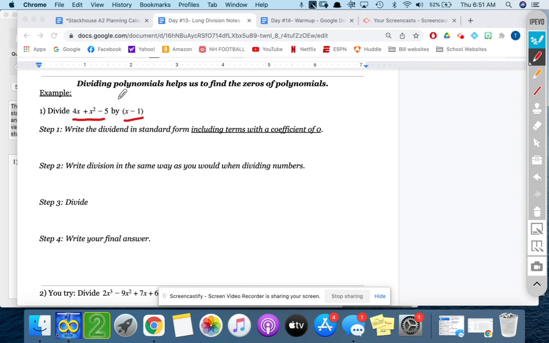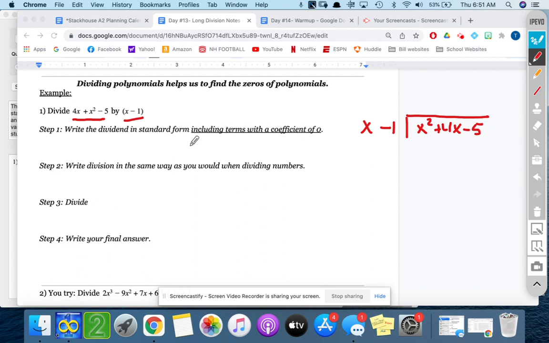Okay, and so the first thing we have to check for is whether our polynomial, our dividend, is written in standard form, and in this case it's not. So we're going to have to make sure x squared plus 4x minus 5, that the exponents go highest to lowest. Okay. Now we're going to set it up just like we would a long division problem if it was just numbers. Okay. So write it in standard form, and make sure it includes terms with a coefficient of 0.